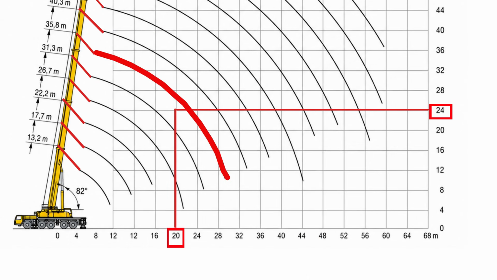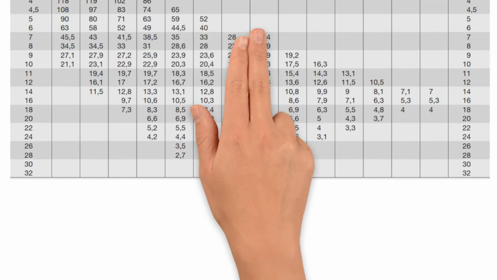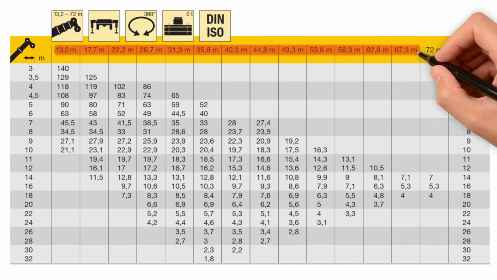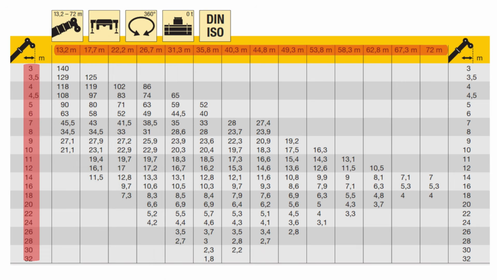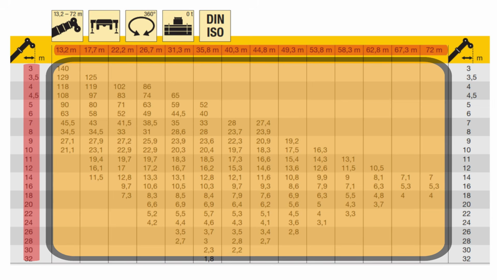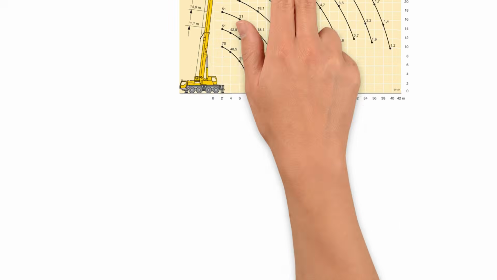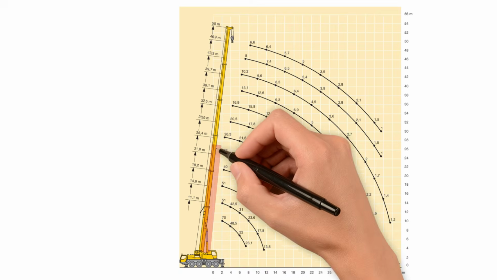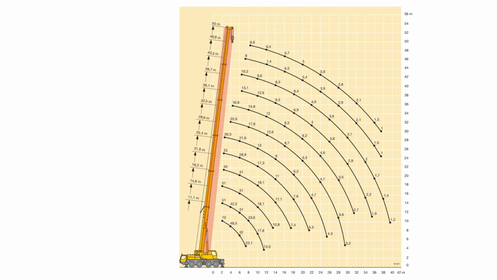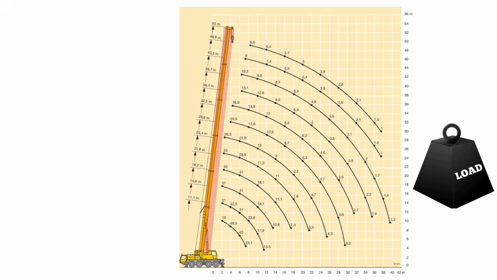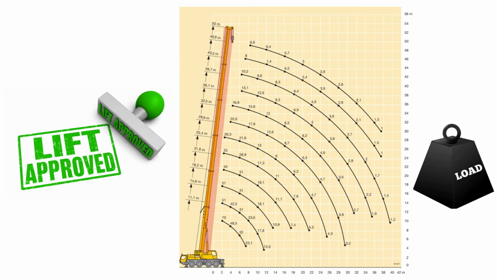After determining the required boom length and radius, the next step is to consult the crane load chart to verify the crane's available lifting capacity. Remember, a range diagram only helps determine the required boom length. It does not confirm whether the crane can safely lift the load. Never approve a lift using the range diagram alone.